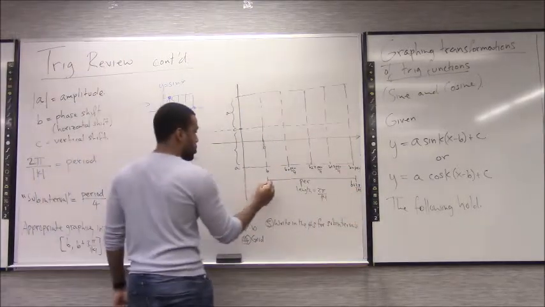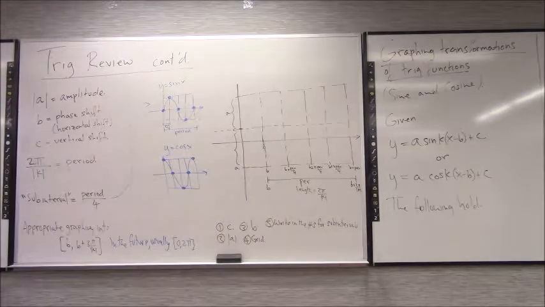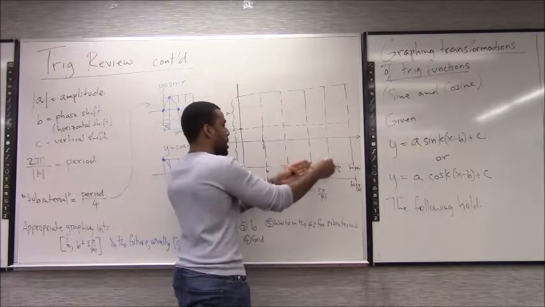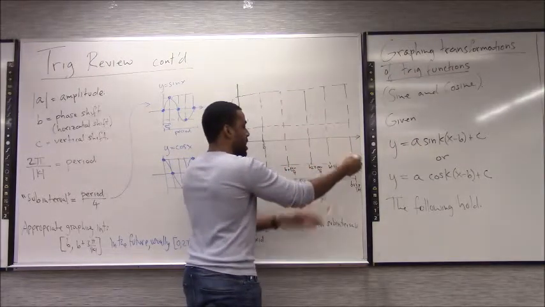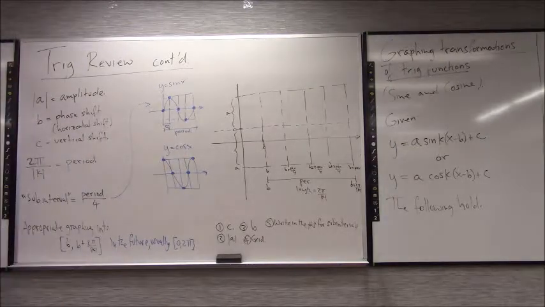So the interval will start at b, it will end at b plus 2 pi over the absolute value of k. So at the end of the day, when you're adding these numbers together, you need to make sure that the last number you get actually corresponds to this number to make sure you're not making a mistake. It's a nice little double check you can do in the middle of your graph.